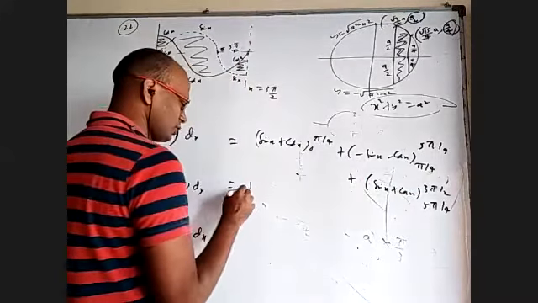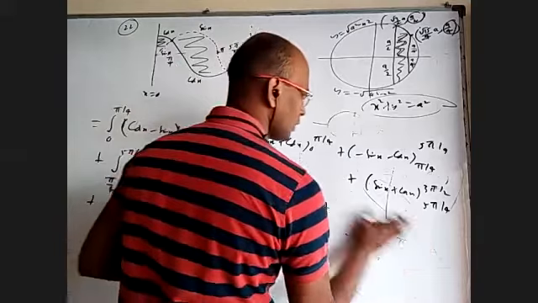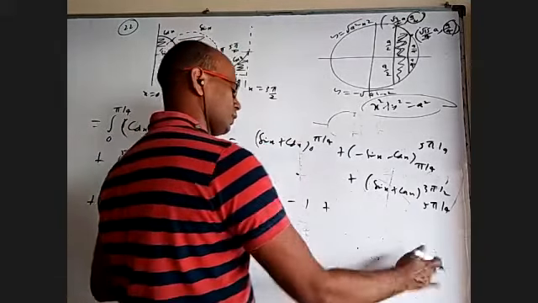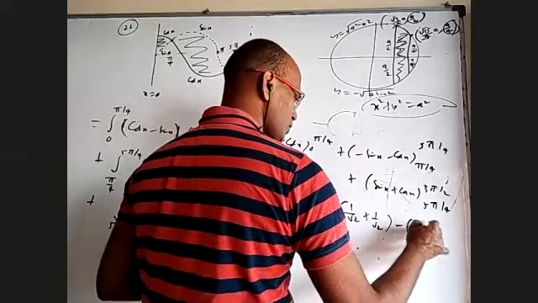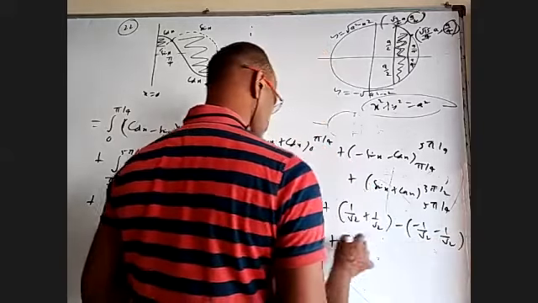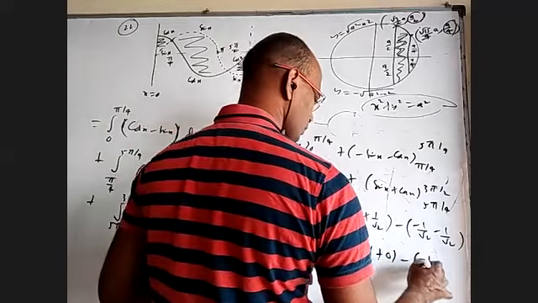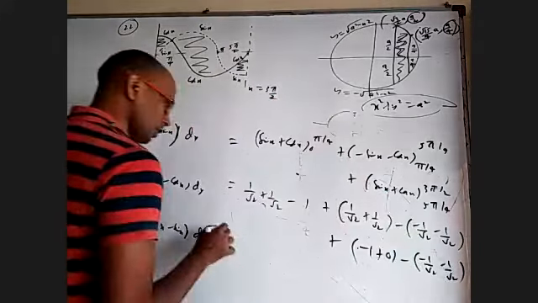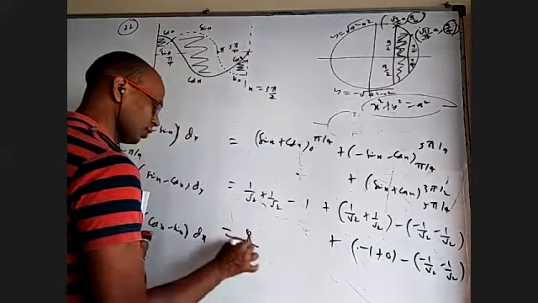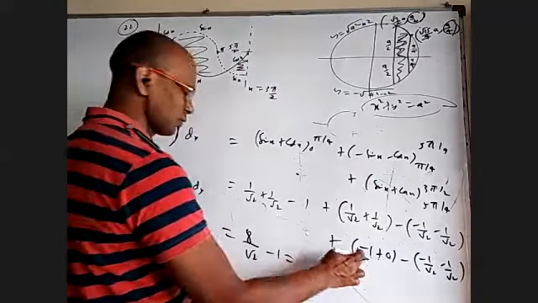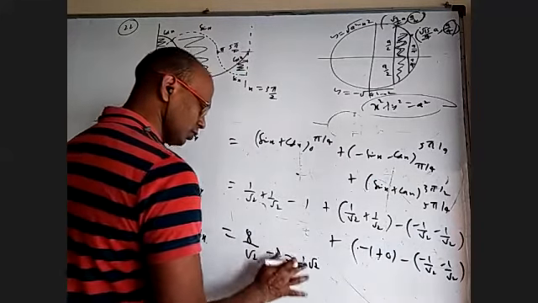When I put pi by 4, it is 1 by root 2 plus 1 by root 2. When I put 0, it is 1. Here, when I put 5 pi by 4, third quadrant, both are negatives. Again, it is 1 by root 2 plus 1 by root 2, minus of minus 1 by root 2 minus 1 by root 2. When I put 270, sin 270 is minus 1, cos 270 is 0, minus 5 pi by 4 is minus 1 by root 2 minus 1 by root 2. So we have 1 by root 2, 1, 2, 3, 4, 5, 6, 7, 8. 8 times 1 by root 2, all positive. 8 by root 2 minus 1 here, minus 1 here, which is minus 2. Which is 4 root 2 minus 2.